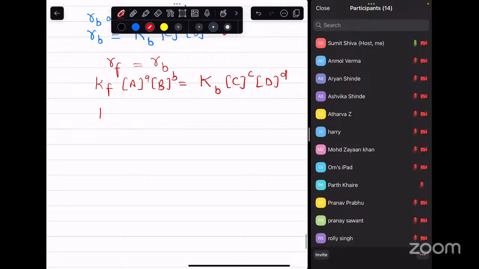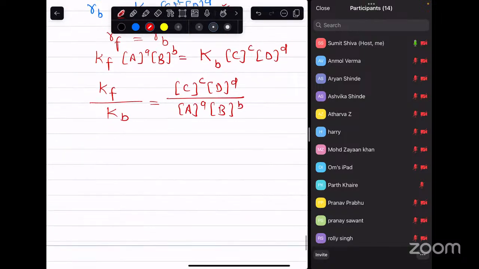If you rearrange it, you will get Kf divided by Kb, which equals concentration of C raised to power c and concentration of D raised to power d divided by concentration of A raised to power a and concentration of B raised to power b. This is an interesting point: Kf is a constant value, Kb is also a constant value, and if you divide two constants, you again get another constant, and this particular constant is given as Kc.